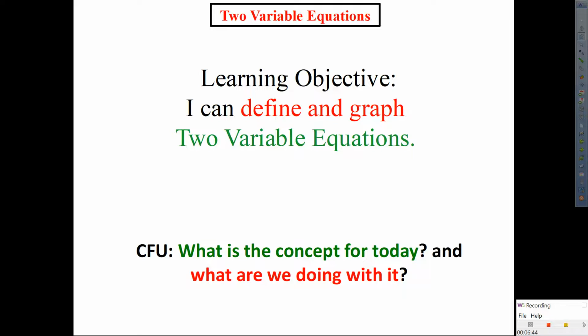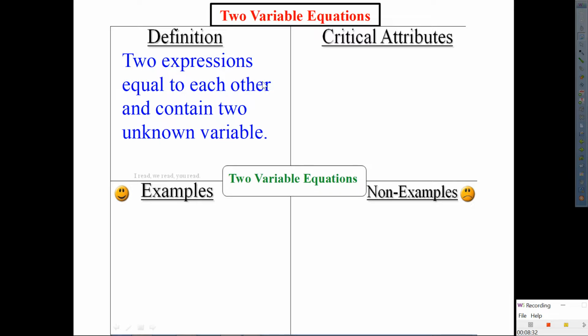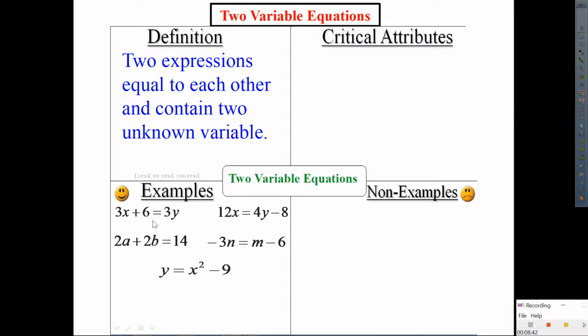So with that said, in your Frayer model, yes? What are you going to write in the middle? Two variable equations. That's our main concept. Two variable equations, what are they? Definition: two expressions equal to each other that contain two unknown variables. Examples: 3x plus 6 equals 3y, 12x equals 4y minus 8, 2a plus 2b equals 14, negative 3n equals m minus 6, and y equals x squared minus 9. Copy that?